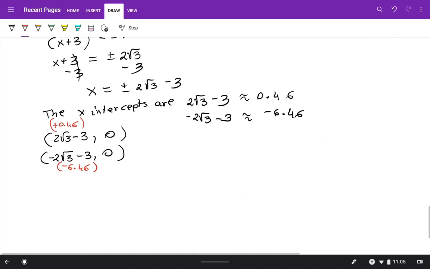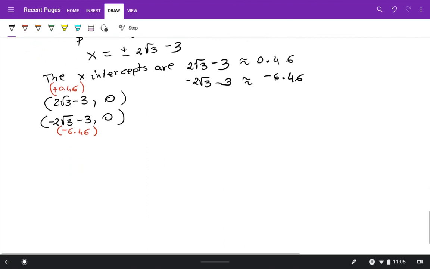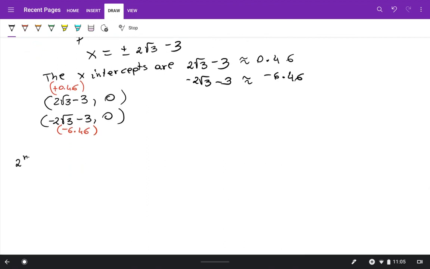So when you find the x-intercepts, next what you're going to do is find the y-intercept. So second, find the y-intercepts. So to find the y-intercepts, you're going to make x equal to 0 and solve the equation for y.